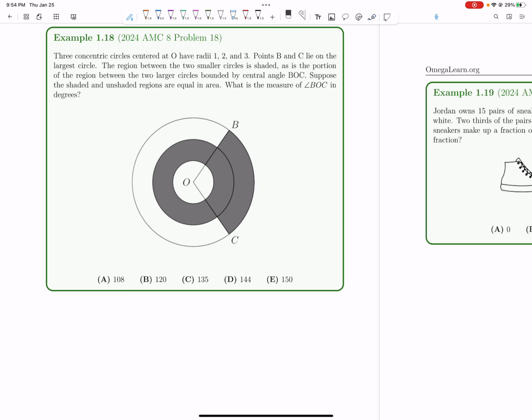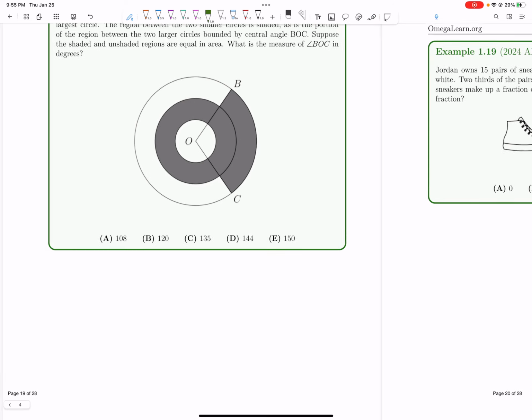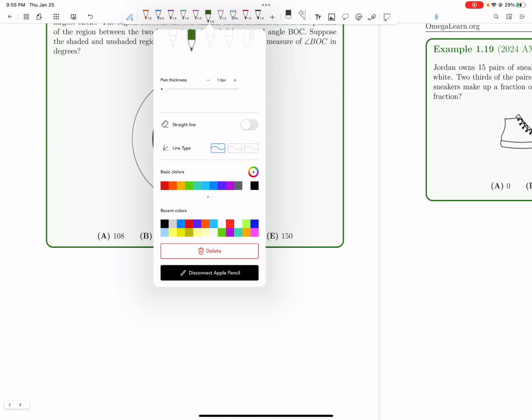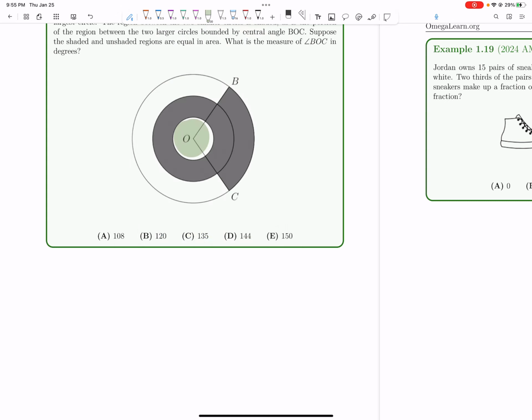So the first thing to realize is, okay, 1, 2, and 3. Essentially, we're dividing our circle into three regions. We have region 1, the inner circle. We have region 2, that's between the first circle and the second circle. And we have region 3, that's outside the second circle, but inside the third circle. So let's calculate the area in each of these regions. Okay, so region 1. I'm just going to shade it in green.